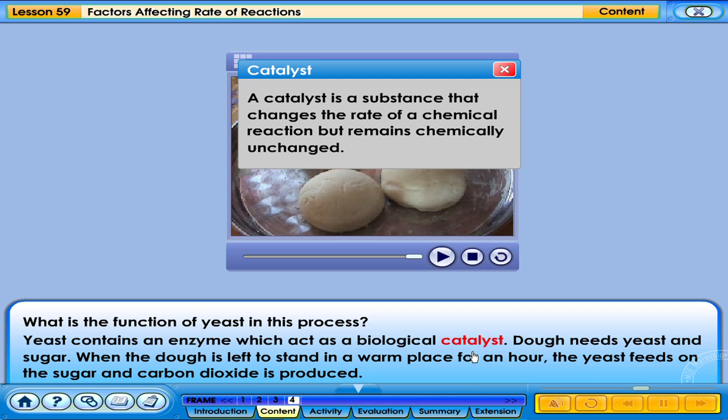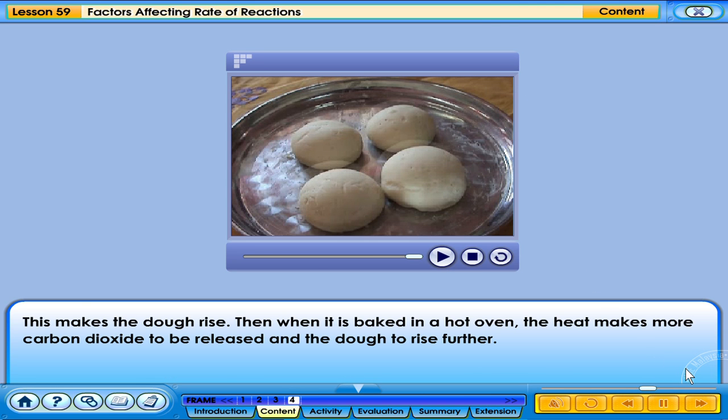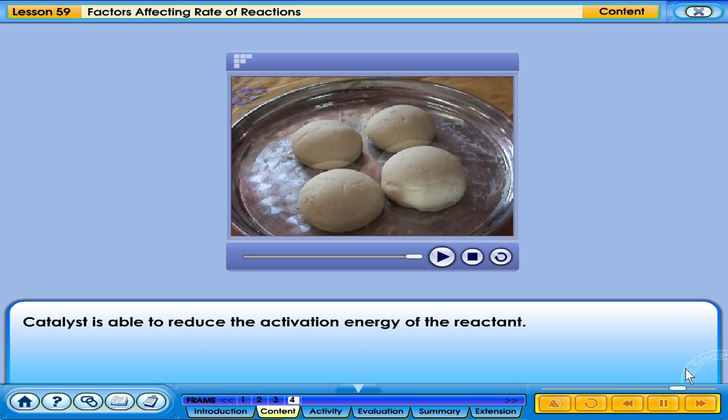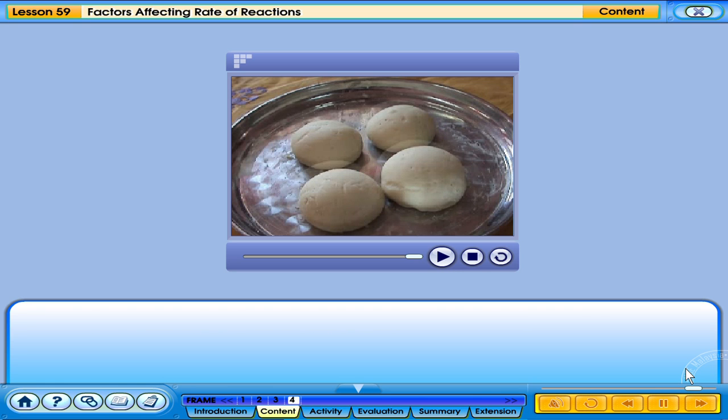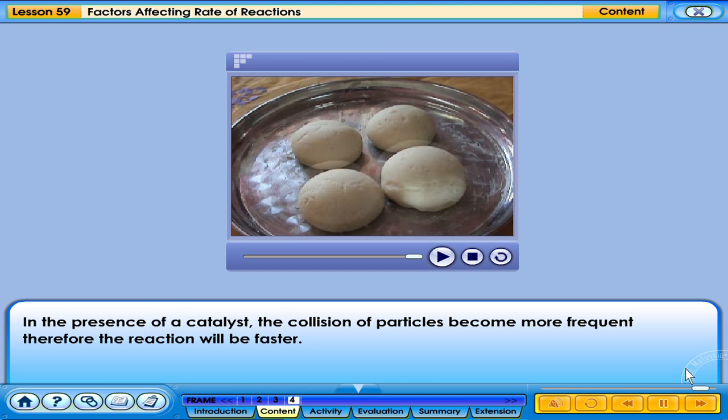A catalyst is a substance that changes the rate of a chemical reaction but remains chemically unchanged. This makes the dough rise. Then, when it is baked in a hot oven, the heat makes more carbon dioxide to be released and the dough to rise further. A catalyst is able to reduce the activation energy of the reactant. In the presence of a catalyst, the collision of particles becomes more frequent, therefore the reaction will be faster.